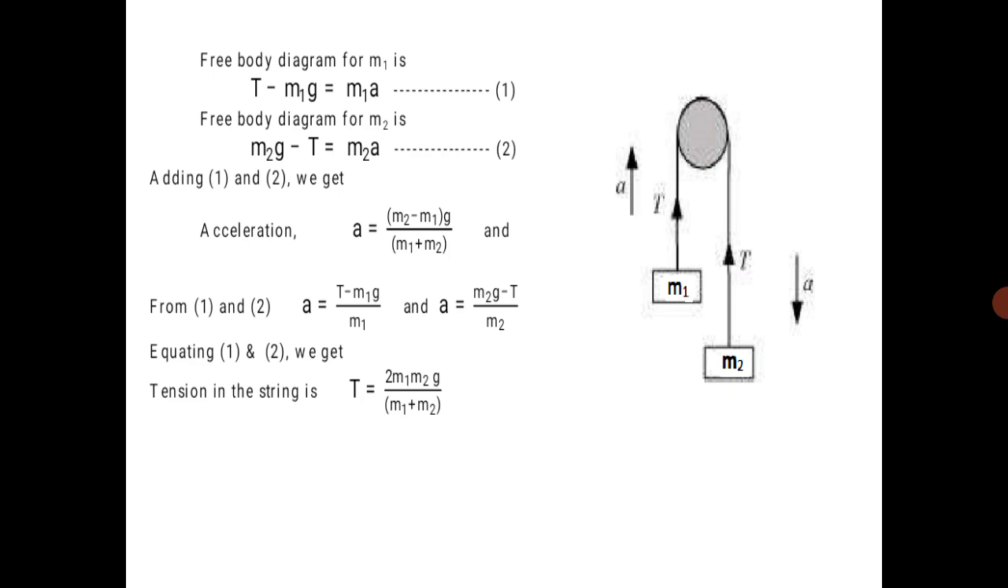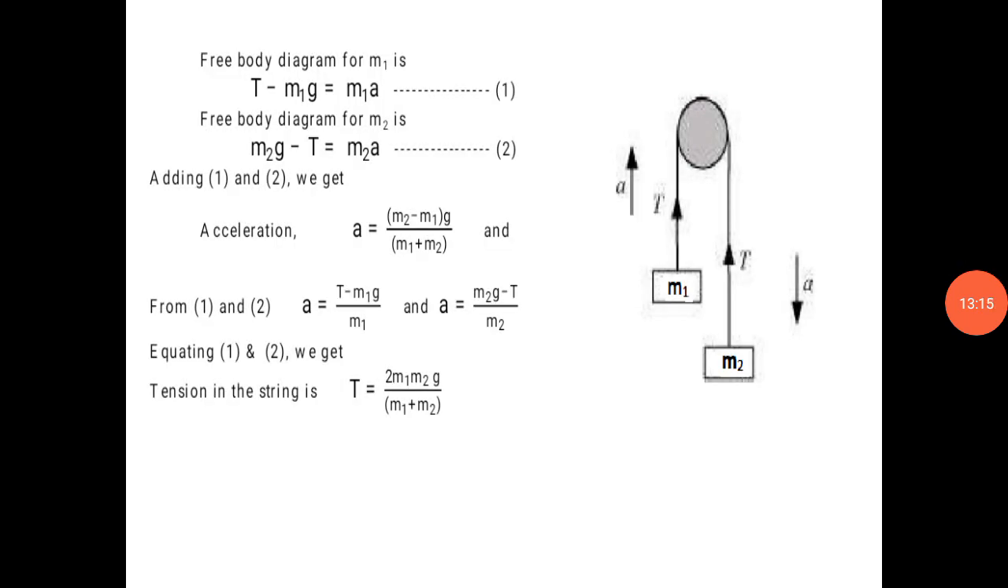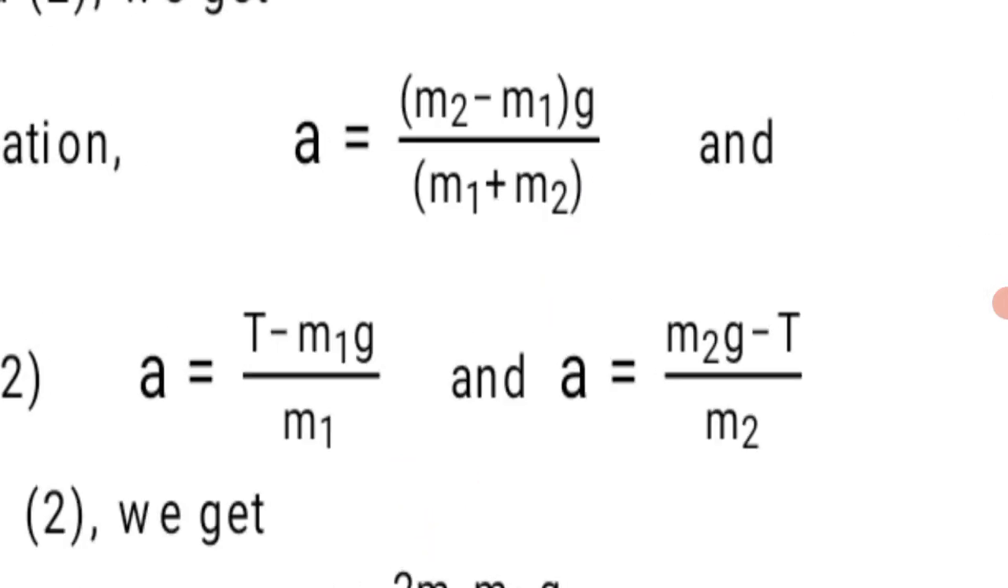By substituting the value of a equal to (m2 minus m1)g divided by (m1 plus m2) in any one of the equations, and by simplifying this, we get the tension in the string as T equal to 2 m1 m2 g divided by (m1 plus m2). Carefully observe.